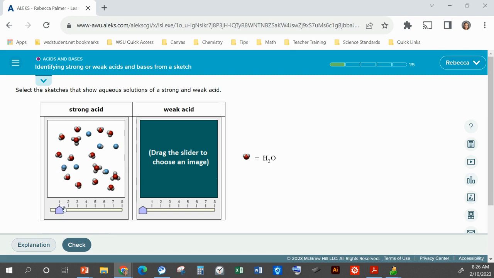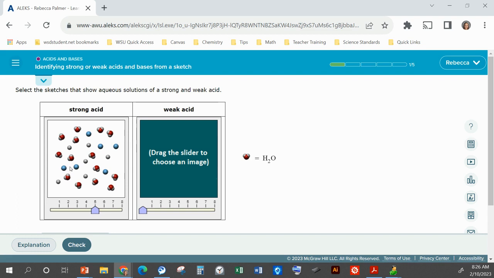So that doesn't work. How about this one? This one, all of the acid is not dissociated, so that's not really an acid. This one, we have undissociated acid. This one doesn't have any acid, it's just hydronium and water. So this one, all the acid is dissociated, or all the hydrogens are dissociated.